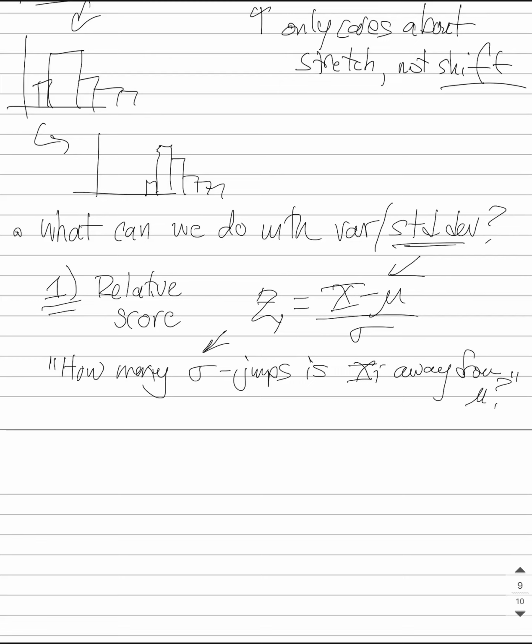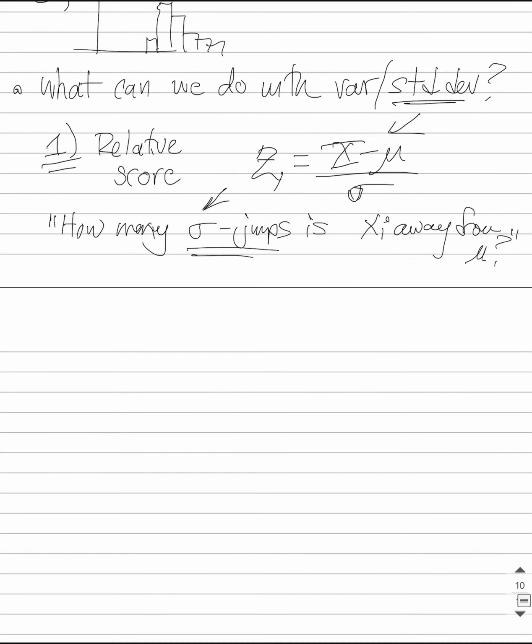And this is what's called a relative score. When I give you an outcome or a value of the random variable, I want to know how far away it is from the mean, not in an absolute sense, but in terms of jumps of sigma. And that's why there's a sigma on the bottom. It's going to turn out that in the theory of probability, relative jumps like this, or jumps in terms of standard deviation, become important. And here's an example of that type of thing.